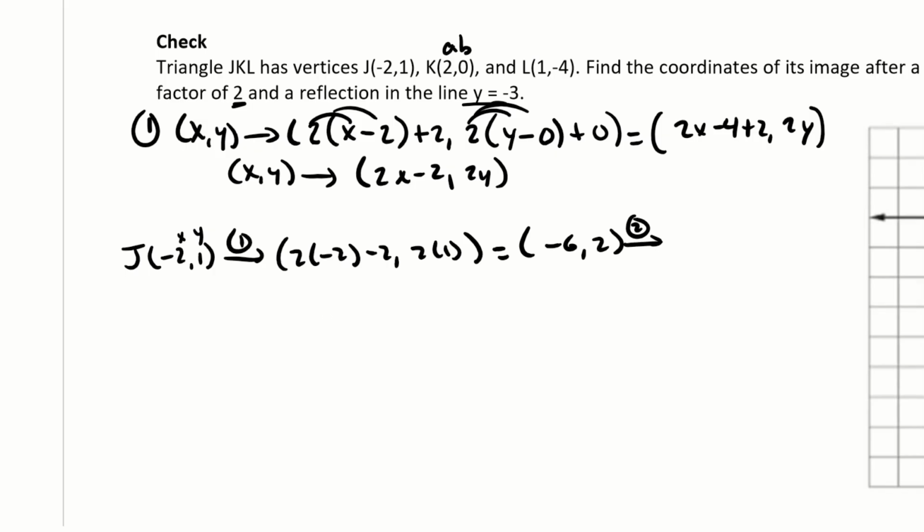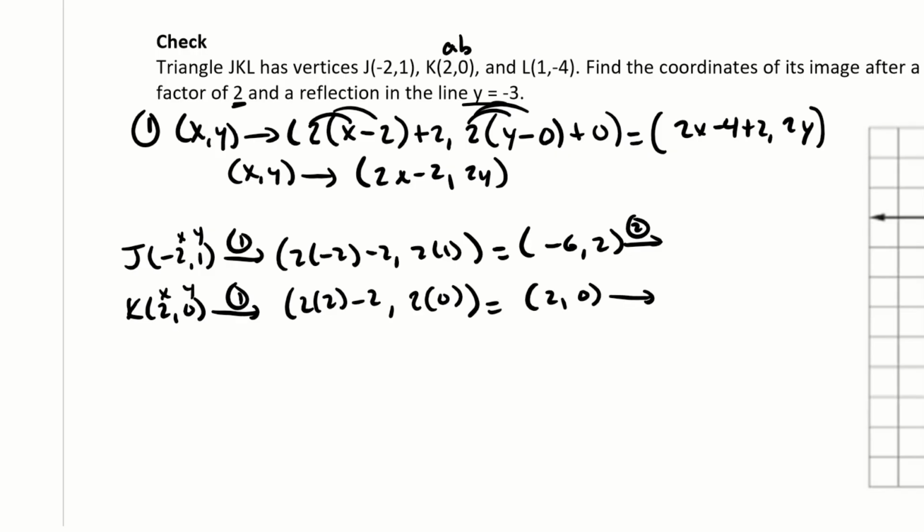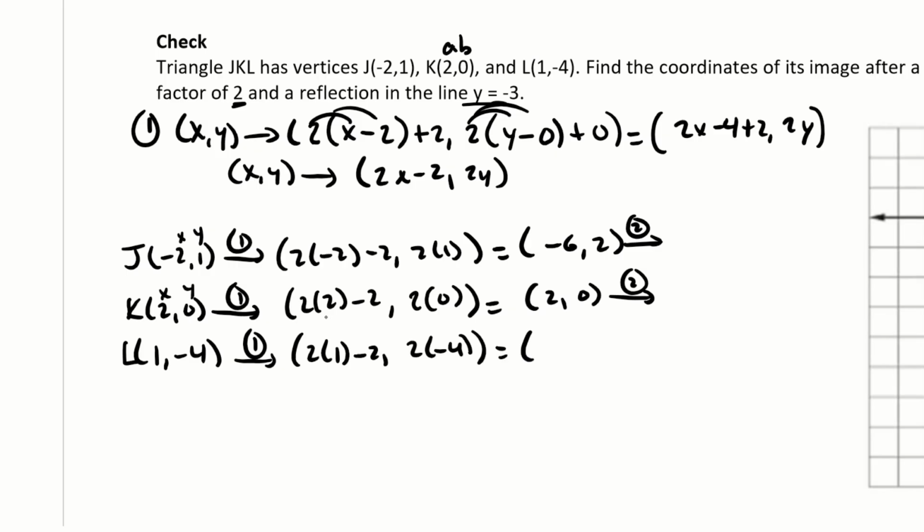Let's do the next one, K. So we got 2, this is x and y, so plug it in, 2 times 2 minus 2, and then we have 2 times 0. So we have 2 comma 0. And now last one, L is 1, negative 4. So we have 2 times 1 minus 2, 2 times negative 4. So 2 minus 2 is 0, 2 times negative 4 is negative 8.